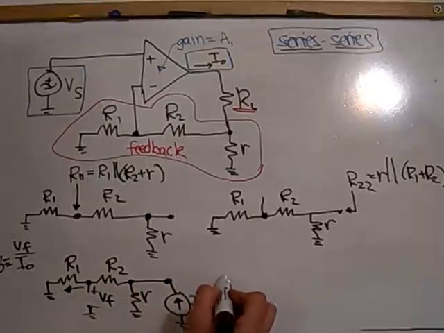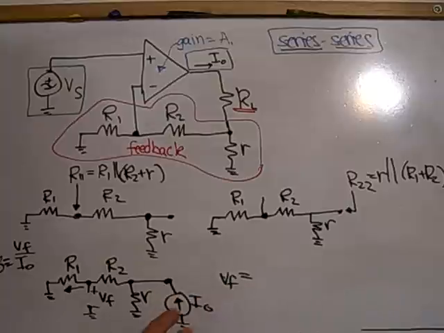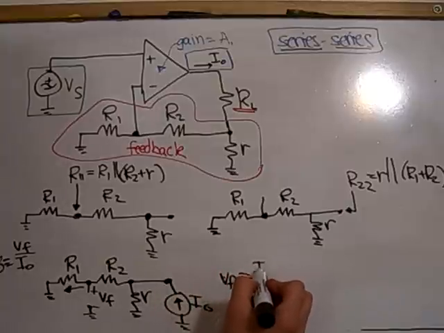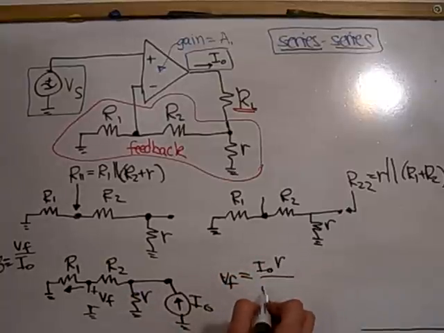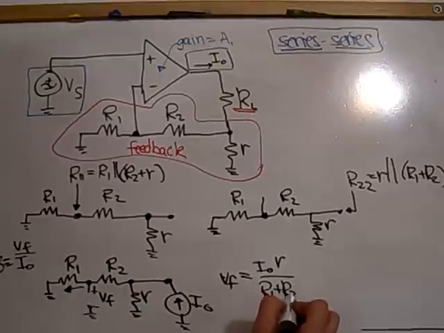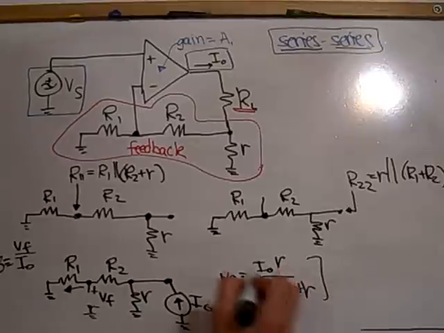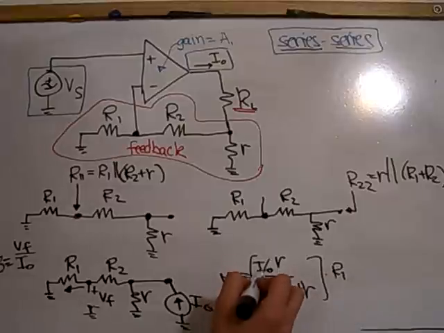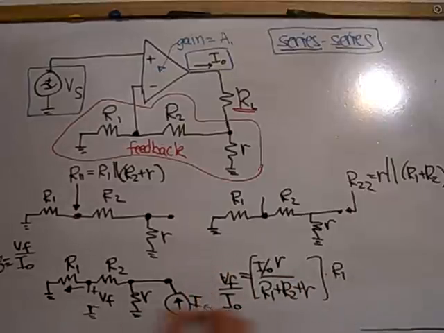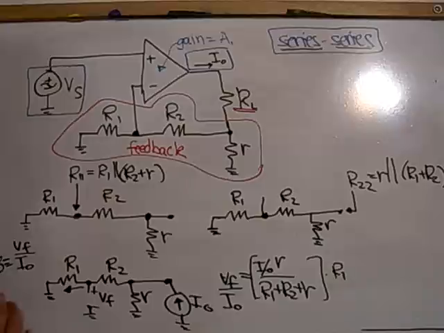So VF is equal to the current, which is going to be I naught times the resistance in the other branch over the total. So this is my current times R1. So then I can divide by I naught and get VF over I naught is going to be my R value.